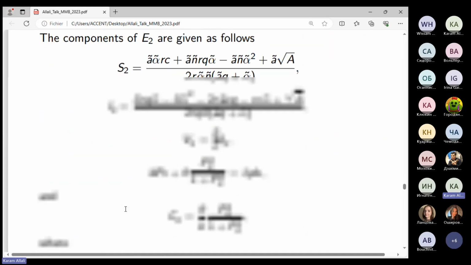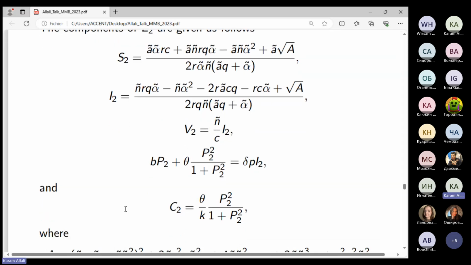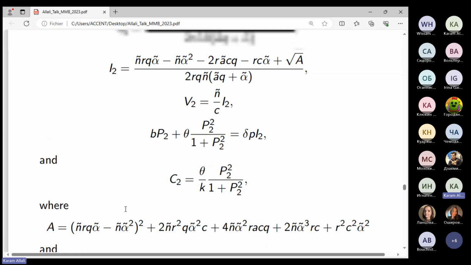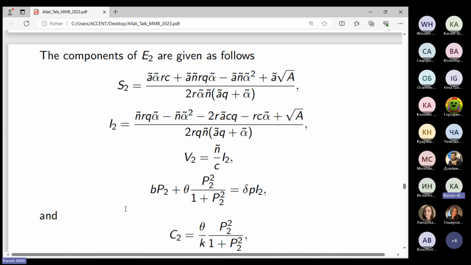E2 is given by this somewhat complicated formula. By calculating E3, we find that EI3 is negative. So E3 has negative components, so it is not taken into consideration.